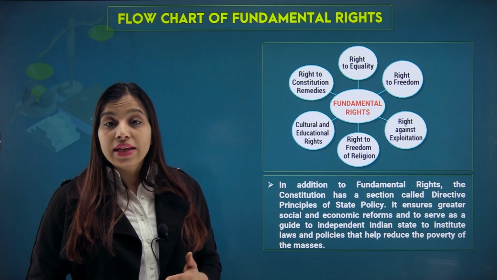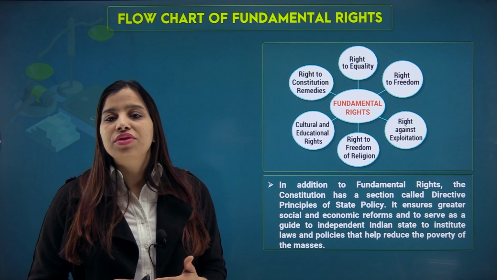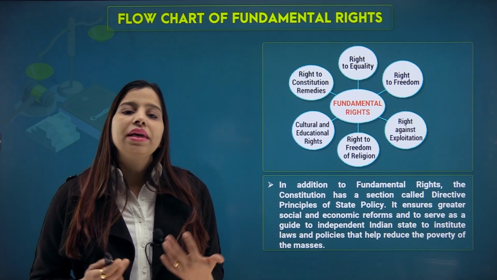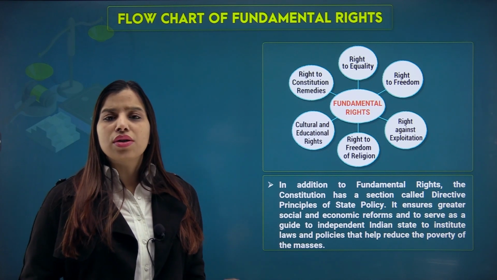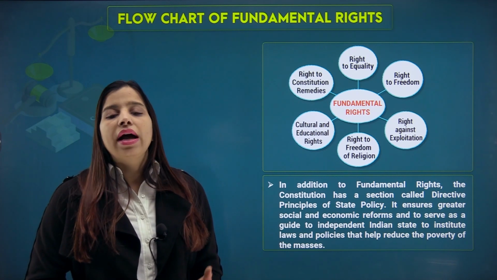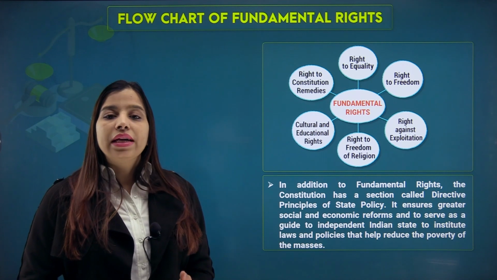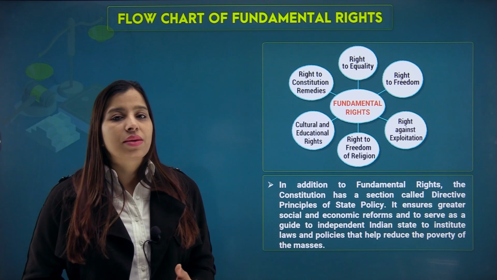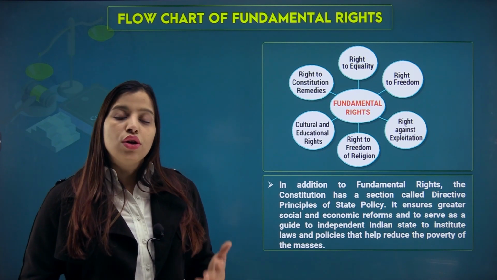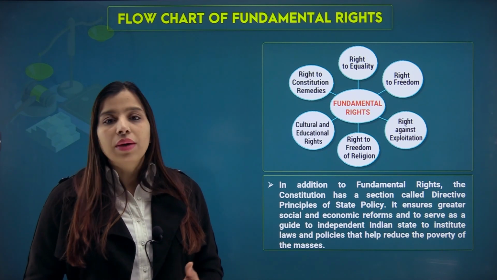Right against exploitation means that at any point of time, if I feel that I am being exploited either by my family members or by my co-workers or anywhere, I may go and knock on the doors of the legal authorities, because this is my fundamental right. And similarly, there are 6 fundamental rights. Just have a look and try to find out more about them.